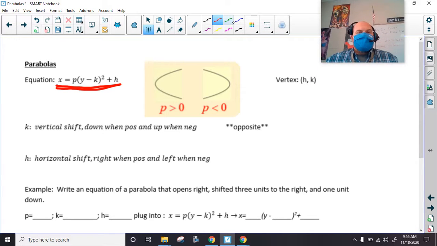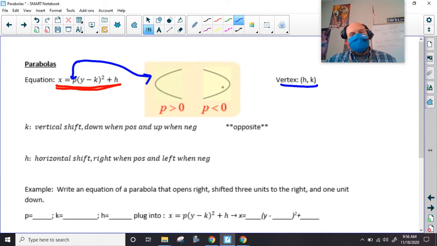Just to get a better idea of this p-value right here, that's why I have that graphic. I know on yours it's not pink, but when I did it in the notes, it's pink. You still have a vertex of (h, k), and if p is greater than 0, it opens to the right. If p is less than 0, it opens to the left. Same thing from times before. k is our vertical shift.